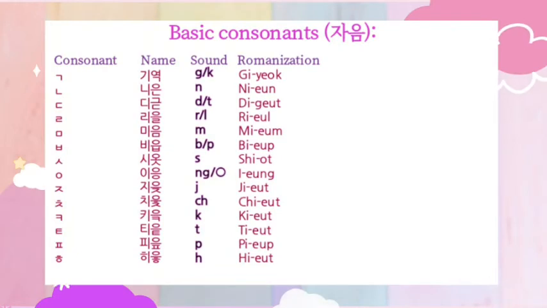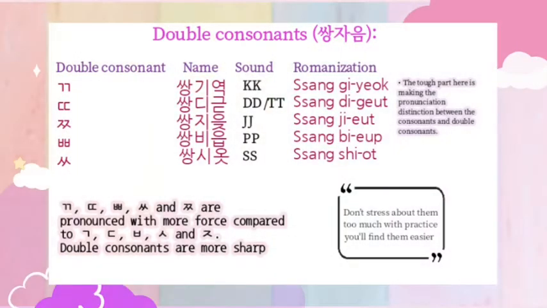For the basic consonants 자음, we have 기역, 니은, 디귿, 리을, 미음, 비읍, 시옷, 이응, 지읒, 치읓, 키읔, 티읕, 피읖, and 히읗. And finally, we have the double consonants 쌍자음. We have 쌍기역, 쌍디귿, 쌍지읒, 쌍비읍, and 쌍시옷.